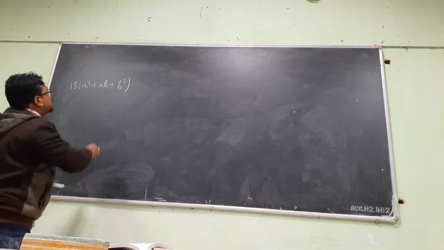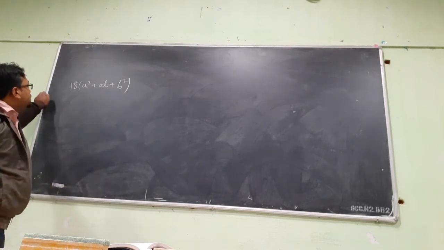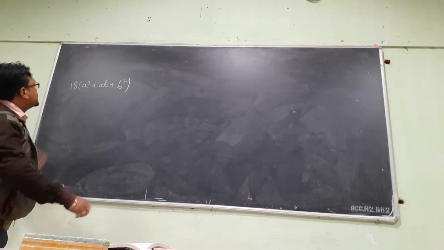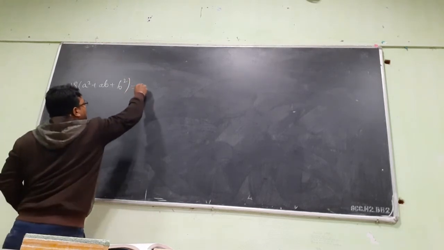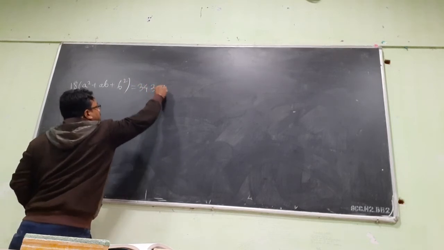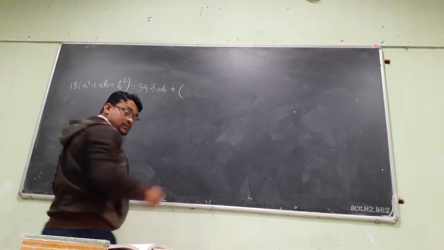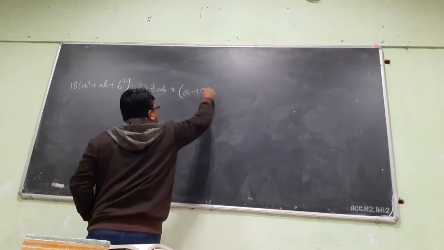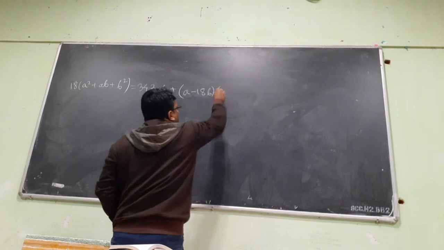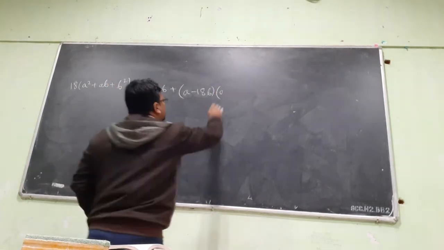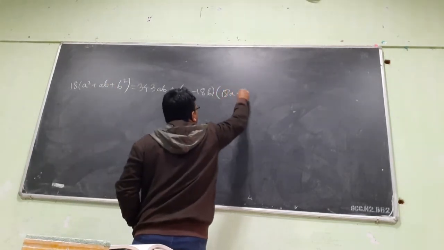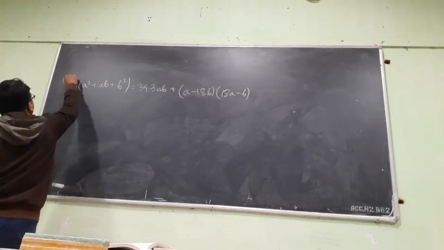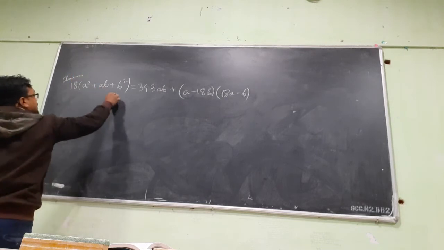How the division for 18 comes, I do not know. So 18 into a square plus AB plus B square is equal to 343 AB. We have to derive it. They have written it this way. This is the identity: A minus 18B into B minus 18A. They have claimed that this is an identity.